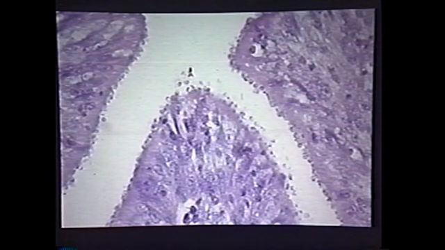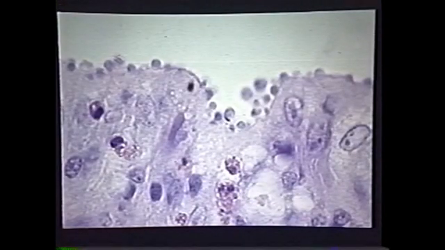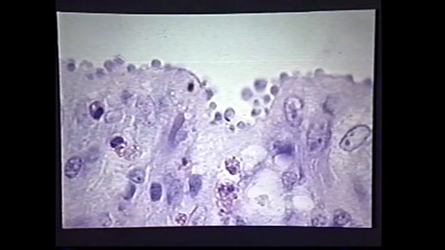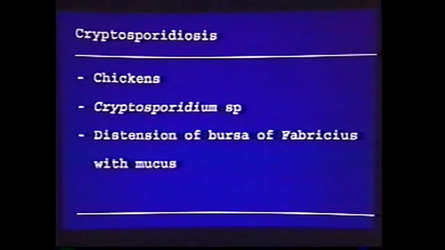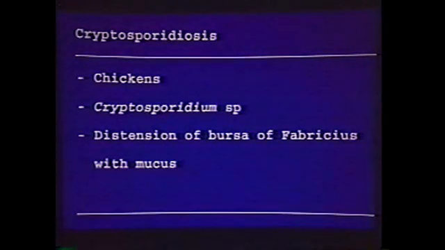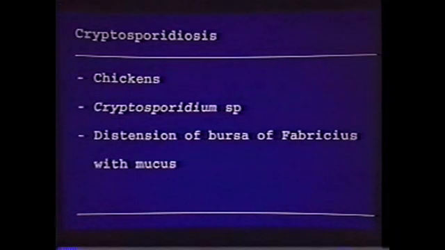Some people consider it significant, others say, I don't know. And I'm in that group. I don't know whether this is significant. There is some mucus, there are some inflammatory cells in the bursa, but how significant is that? That's what I'm trying to say, I don't know. Cryptosporidiosis, Cryptosporidium species. In addition to the bursa, we sometimes see it in the respiratory epithelium, or on the brush border, sometimes in the intestine. Where's the significance? I don't know.